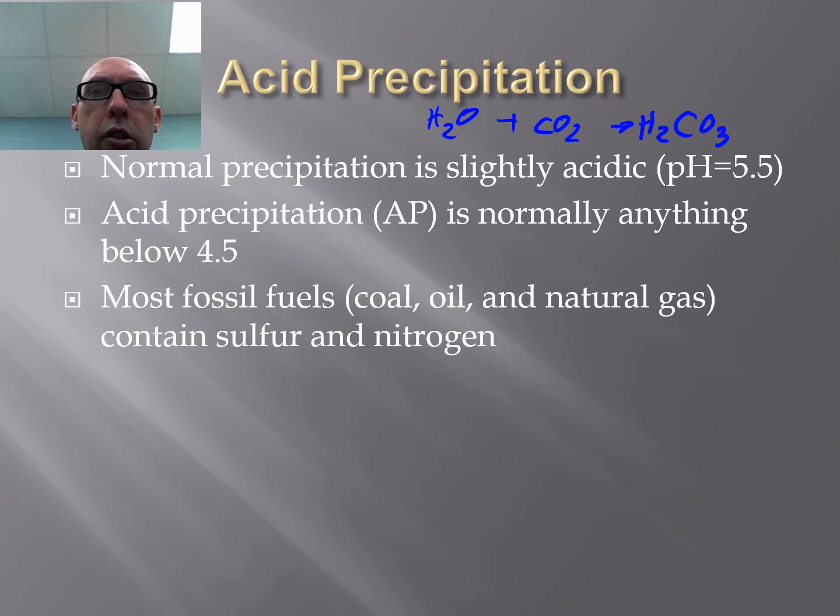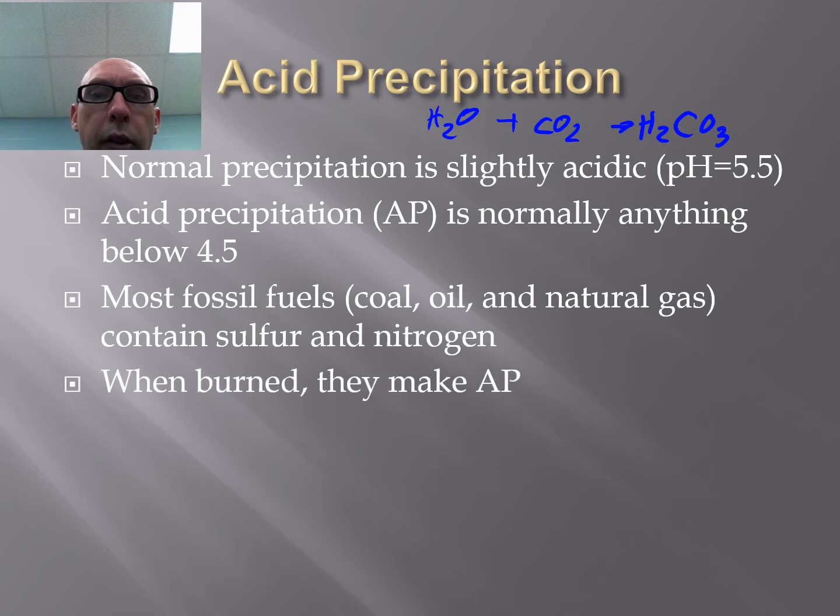Now, most of the fossil fuels that we burn, so coal, oil, and natural gas, so that oil is the source of gasoline and diesel, all of these fuels contain a certain amount of sulfur and nitrogen that's present in the plants that were originally used to make that fossil fuel. When those are burned, they result in acid precipitation. Why? Because sulfur and nitrogen are both nonmetals, and when you burn a nonmetal, you make an acid.